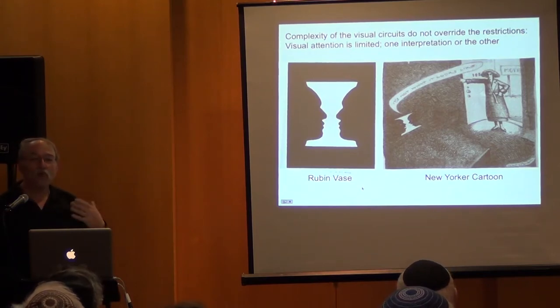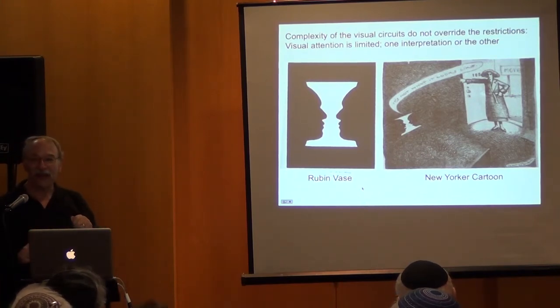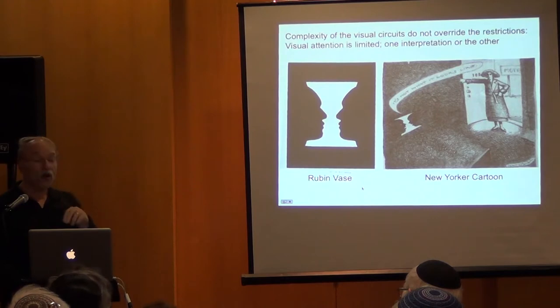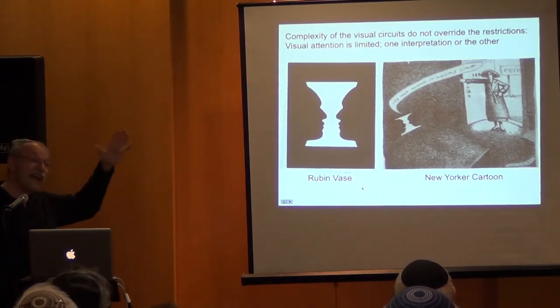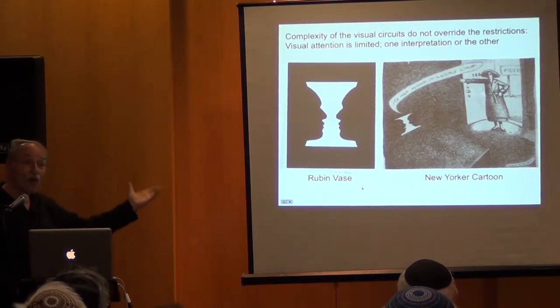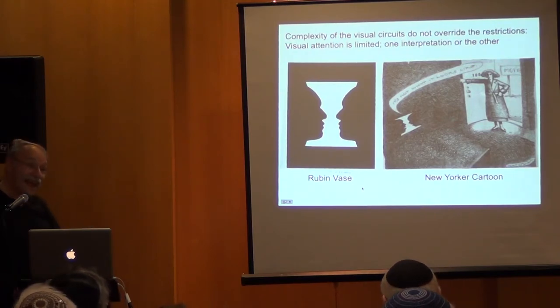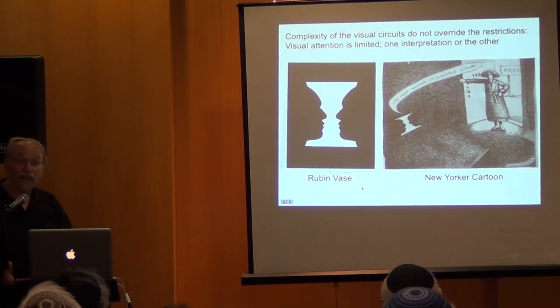Although we have so much circuitry devoted to the processing of information and breaking it down and putting it together again, we can still be fooled. And the reason why we could be fooled is because of two specific things. One is we are enslaved to edges. So when you look at that, you look at the edge, and the edge tells you either vase or two faces. And that leads you to the other problem. We tend to only be able to pay attention to one thing or another.